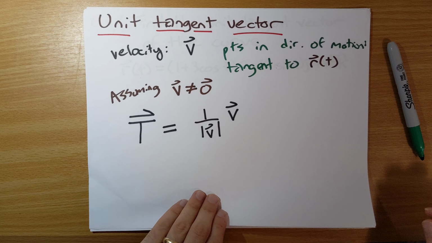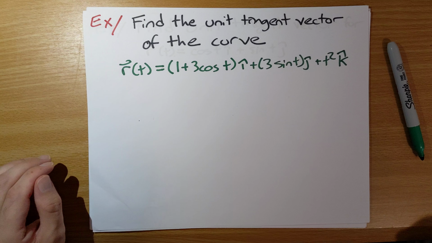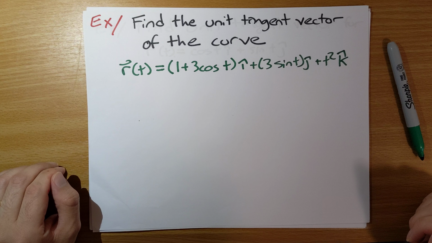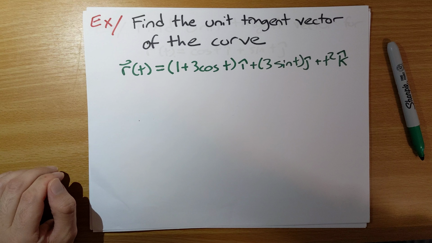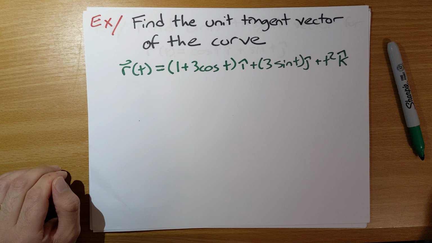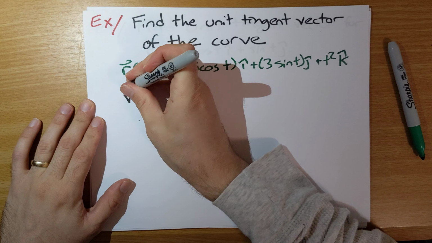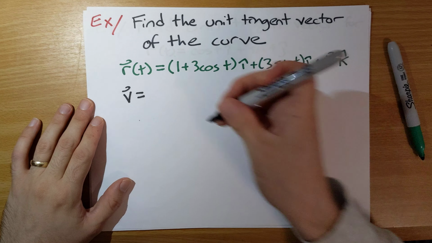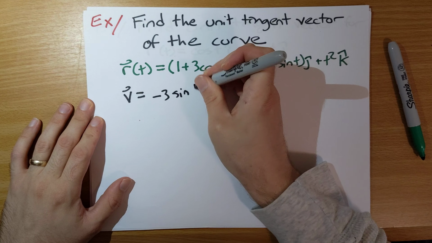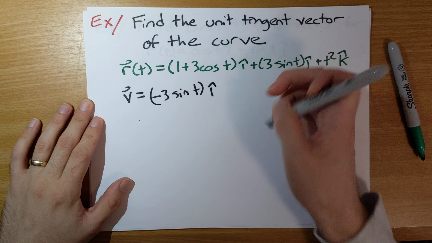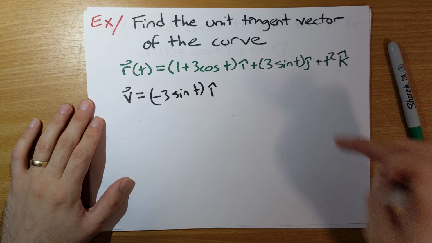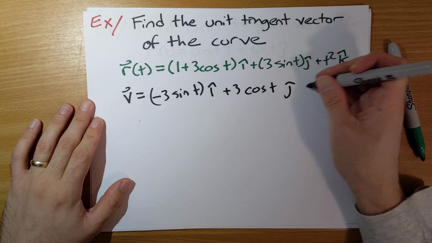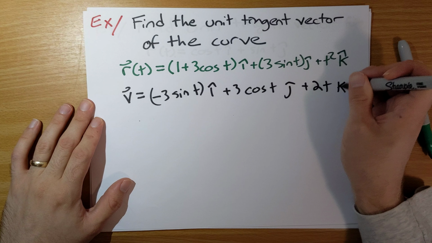There are important reasons to care about it. So let's just do a couple of examples here. Find the unit tangent vector of the curve r of t is 1 plus 3 cosine t i hat plus 3 sine t j hat plus t squared k hat. If we do this calculation, v, we take the derivative of r of t, and we get negative 3 sine t times i hat, that's the derivative of 1 plus 3 cosine t times i hat, then plus 3 cosine t j hat plus 2t k hat.